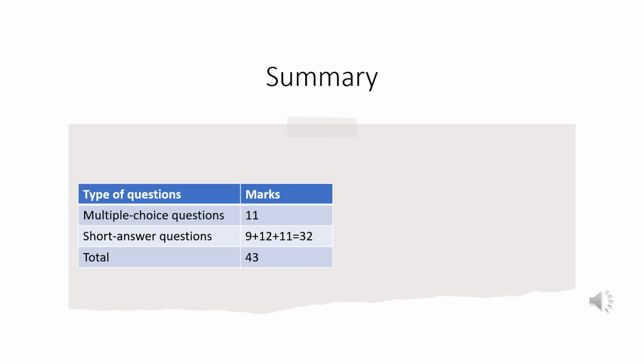There were 11 multiple-choice questions worth 1 point each, totaling 11 marks. There were also 3 short answer questions worth a total of 32 marks in this section covering fuel, equilibrium, and rate of reaction. The overall score for this section is 43 points. With a total possible score of 120 points, the percentage for this section was 35.83% of the total score.